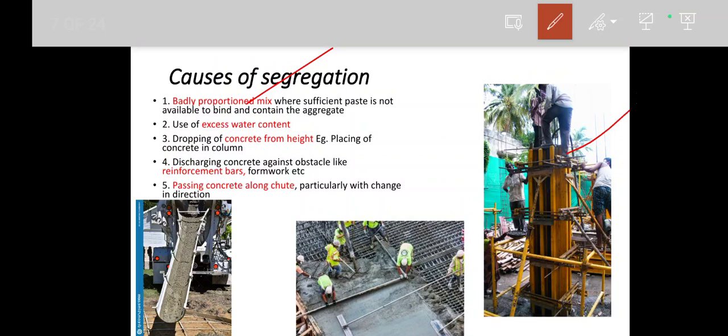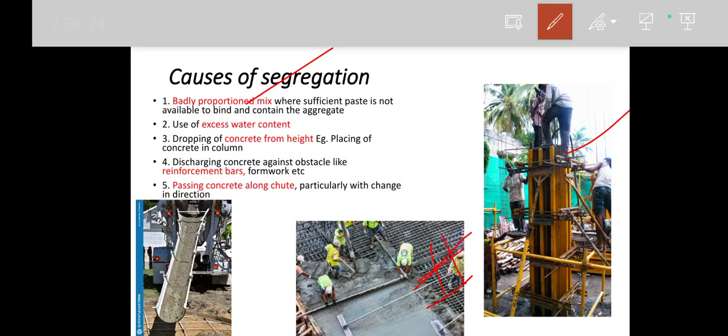Whenever you drop concrete from a height, due to its specific gravity the coarse aggregate will fall down first, and only then the cement matrix. That also will result in segregation. And also if you are making closely spaced rebars, the space is not enough for the entry of that homogeneous cement matrix, which means sometimes the coarse aggregate will be stuck in between the reinforcement.